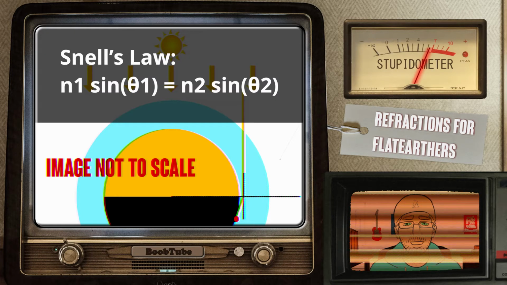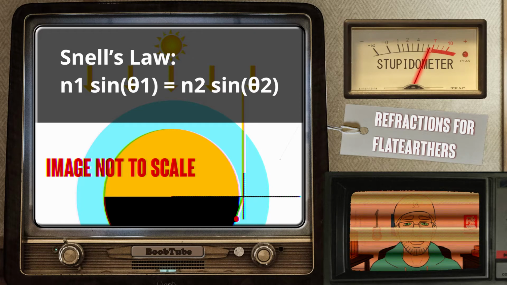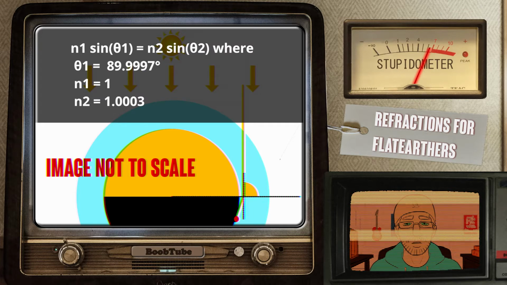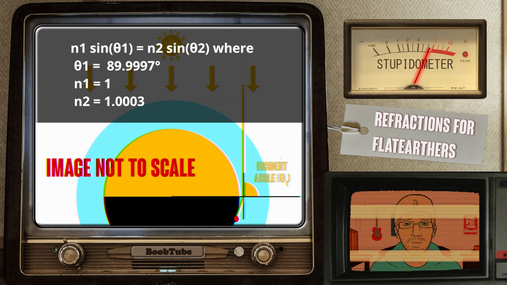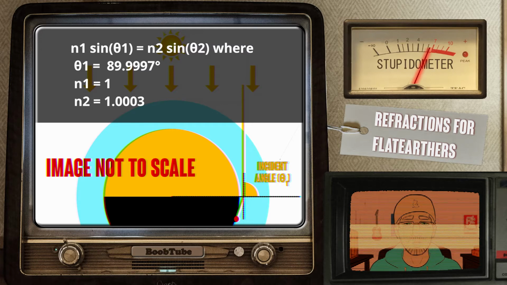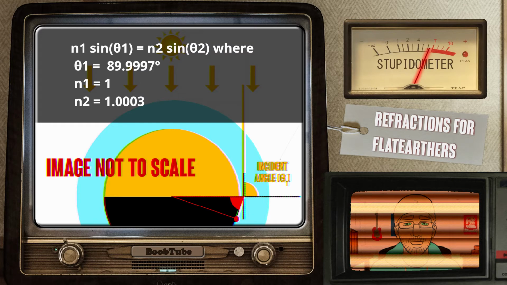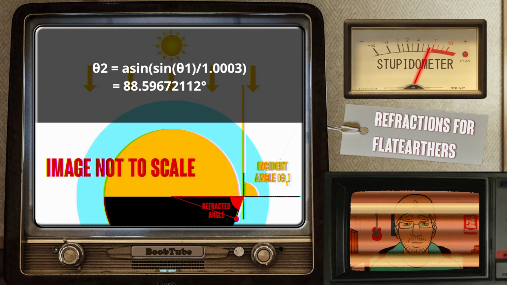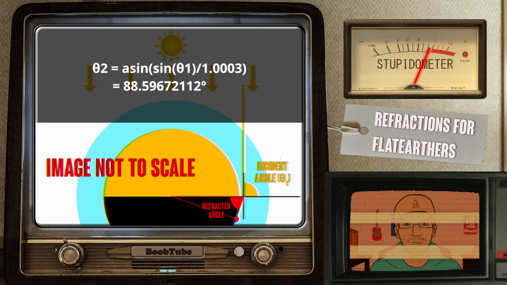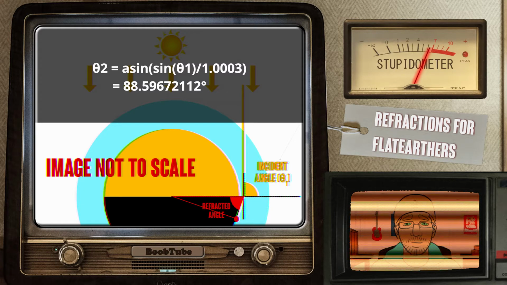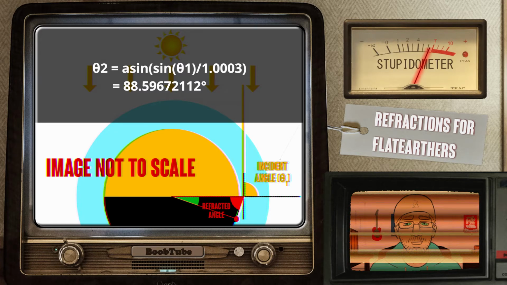We know from Snell's law that there is no refraction when the light is at 0 degrees or at 90 degrees to the normal line. Obviously, here we are approaching the high end. Let's use a value of 89.9997 degrees. That's almost 89 degrees, 59 minutes, 59 seconds. That is our incident angle. Vacuum's refraction index, or incident index, is 1. Air's refraction index, or refracted index, is 1.0003. So our refraction angle would be the inverse sine of the sine of the incident angle divided by the refraction index. That gives us a refraction angle of 88.59672112 degrees.